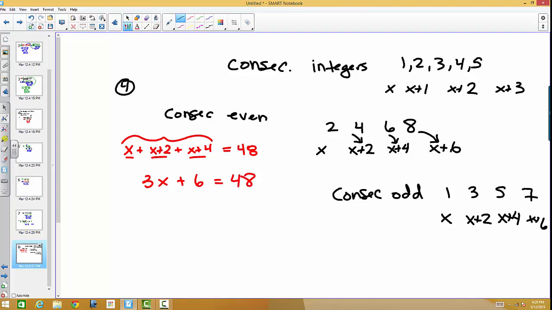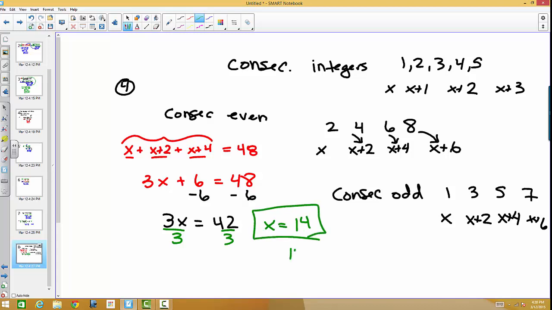So now you're just going to solve this problem by first subtracting 6. So 3x equals 42, and then you would divide by 3. So x would be 3 goes into 4 once, with 1 left over, and 3 goes into 12 4 times. So your 3 consecutive even numbers would be 14, 16, and 18. And you could try to add those up and make sure you get 48, which you do.